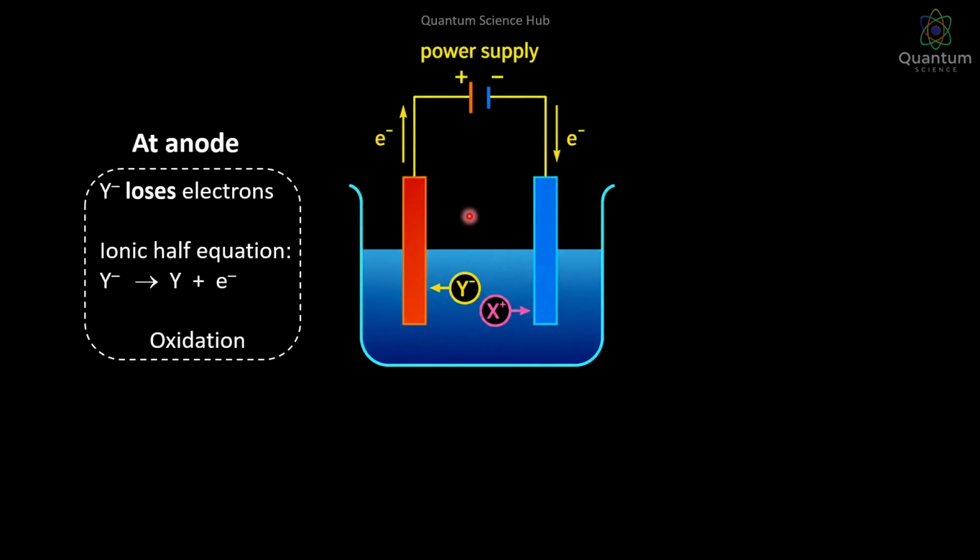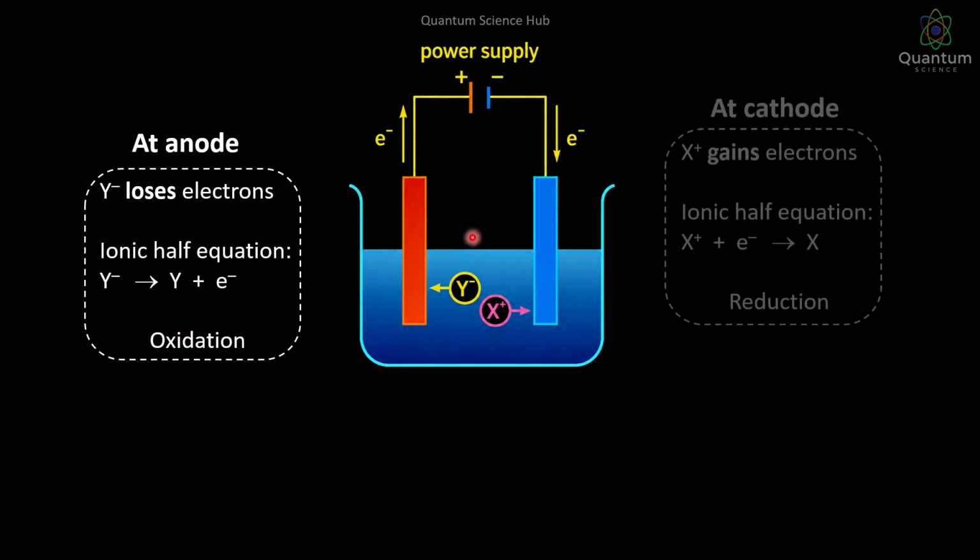Remember, the anode is the positive electrode, right? So who will be attracted to the positive electrode? Something negative, which is Y negative in this case. So Y negative will lose electrons, and this is the ionic half equation. The ionic half equation is always from ions wanting to become atoms, right? So we put the electron on the right side. And this is what we call oxidation.